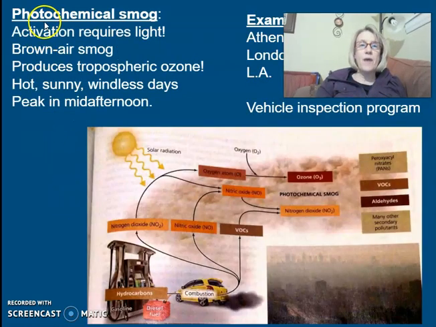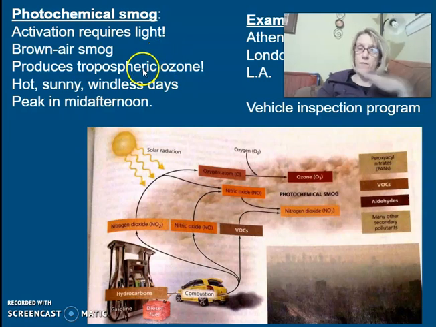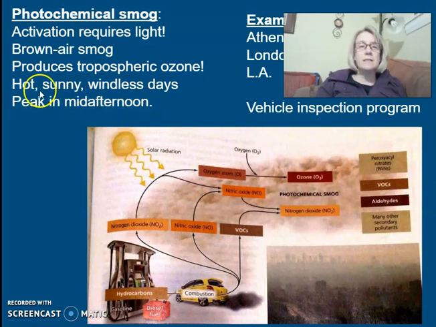All right, but we also have photochemical smog. And this is smog that requires the light, photochemical, right? It's referred to as brown air smog. And this is what's going to produce that tropospheric ozone. That's the ozone we've been talking about. Remember, troposphere is where we are. And this is going to form on hot, sunny, windless days, and it peaks in mid-afternoon.